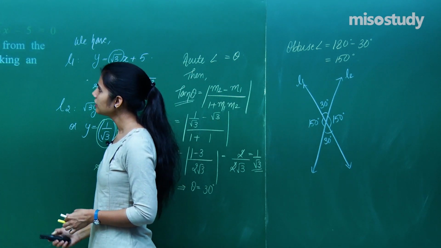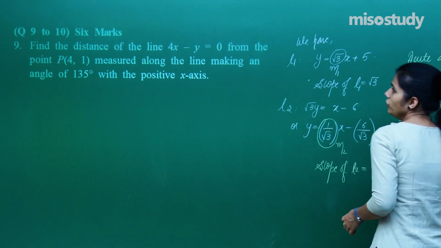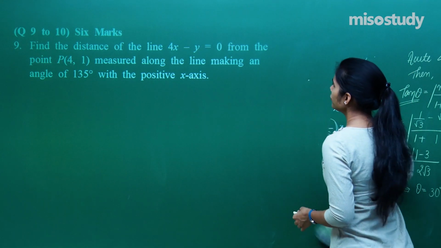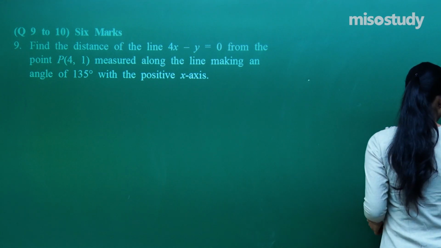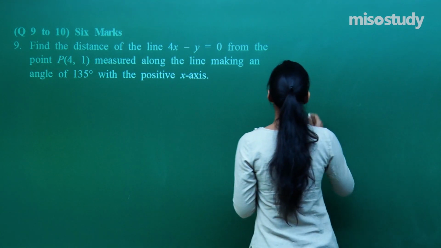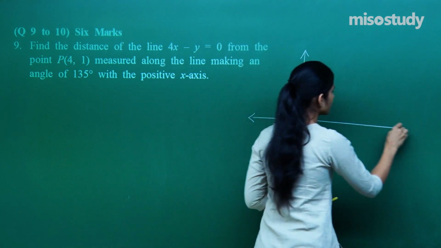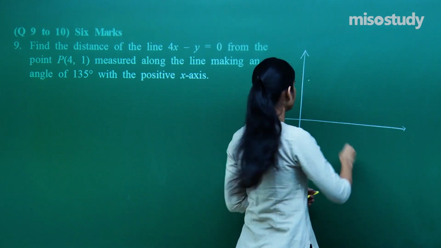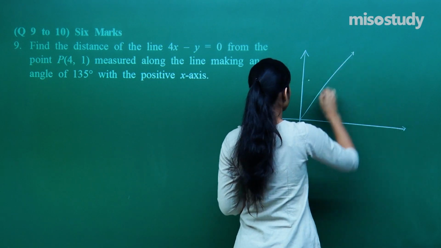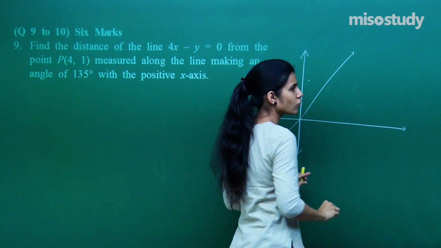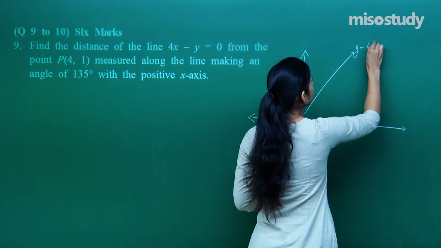Next we have, find the distance of this line from the point 4, 1 measured along the line making an angle of 135 degrees with positive direction of x-axis. Basically, in another way it is trying to ask you to compute the distance of a point from a line. So you have y equals 4x. Y equals 4x is a line which will be passing through origin. You can see 0, 0 satisfies the equation of the line. This is y equals 4x.